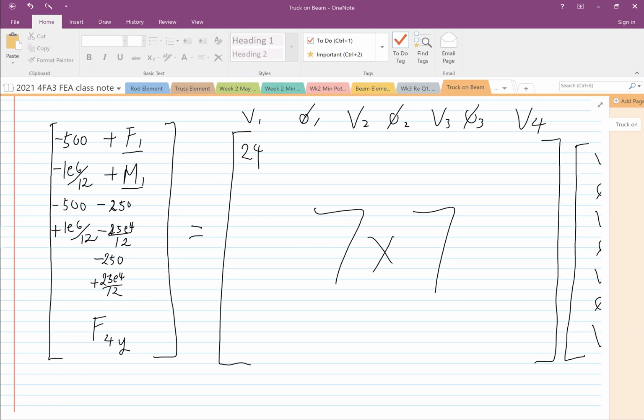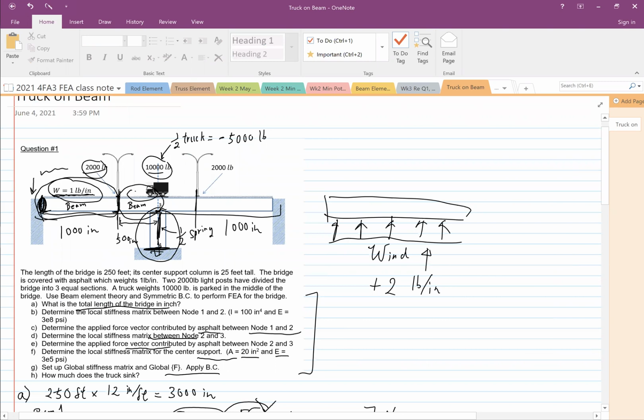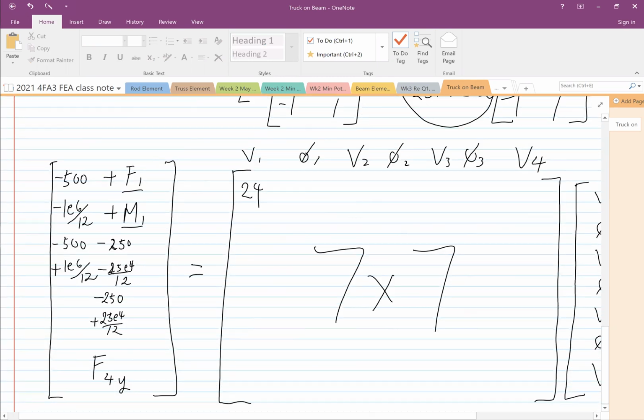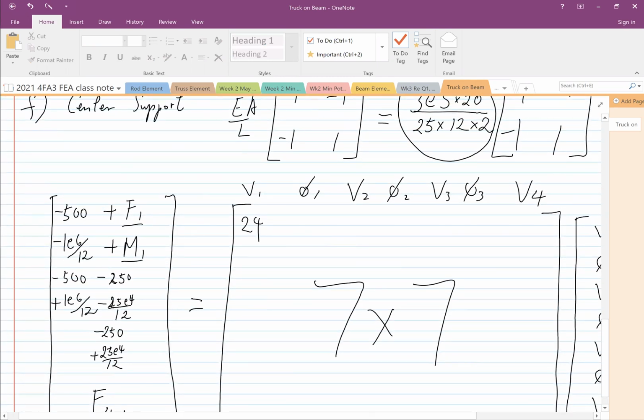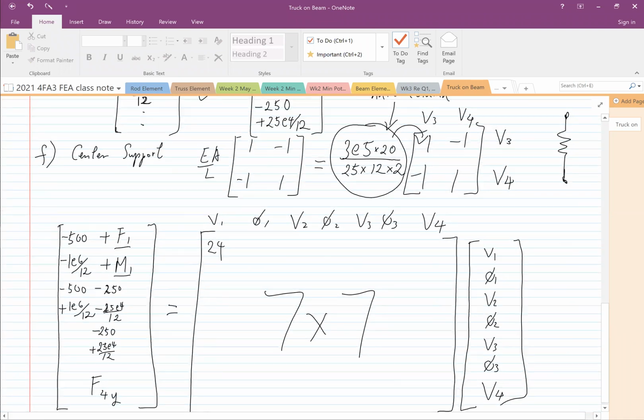And then what else do we have? Let's do the global force vector boundary condition. We have a lamppost acting on which node? It's node 2 in the vertical direction. Okay, remember the node V2. So the lamppost will be negative 2,000 pounds.